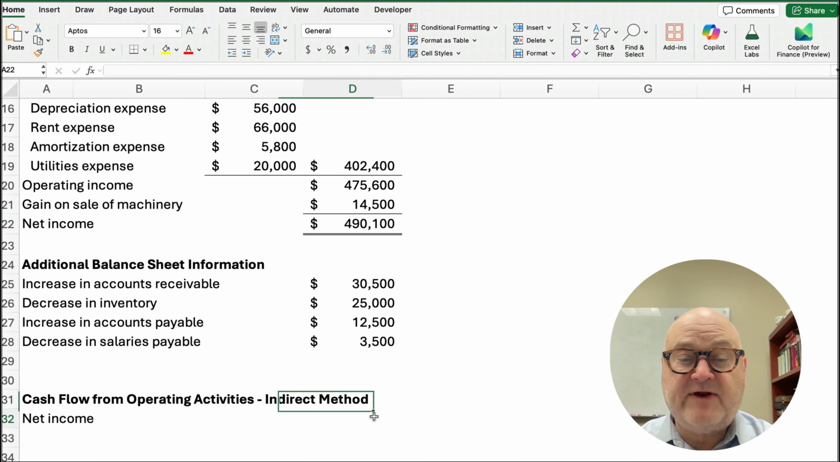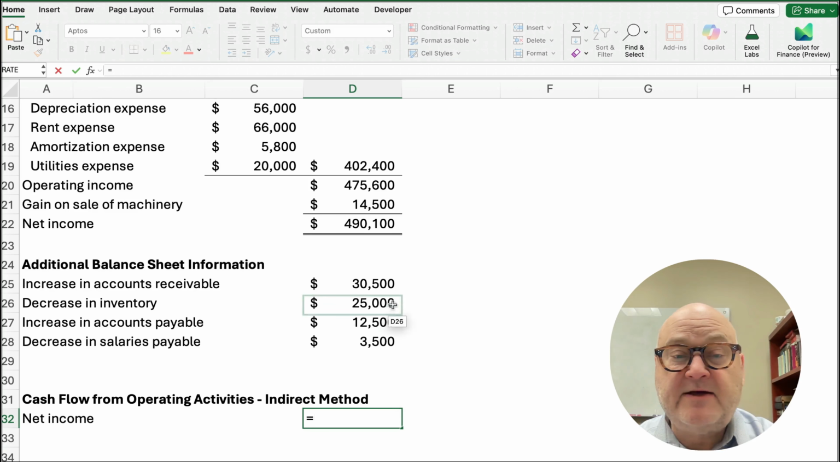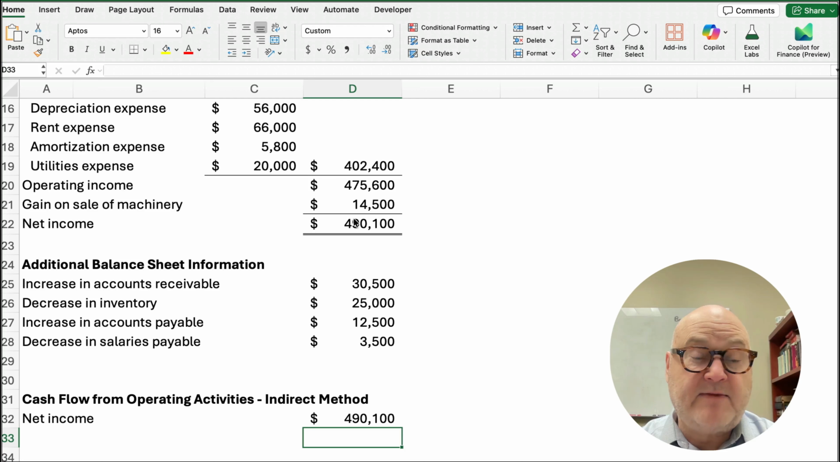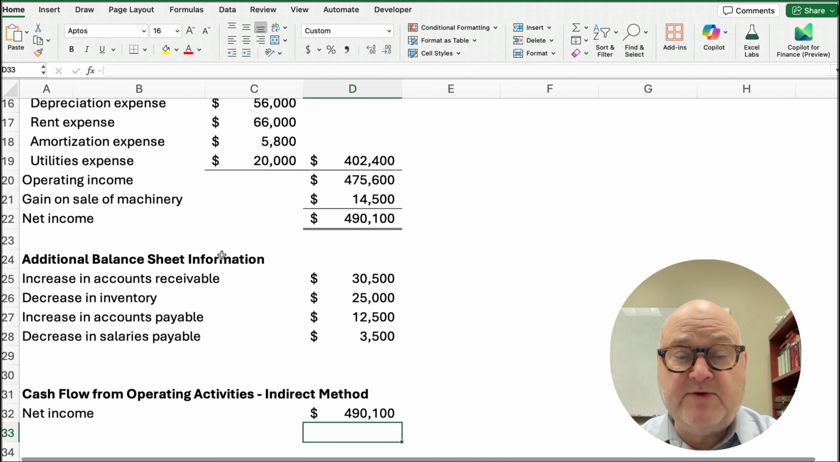So net income, what's our net income? Well, our net income is $490,100. So the indirect method starts with net income and plus or minus adjustments. So that's what we're going to do on that.